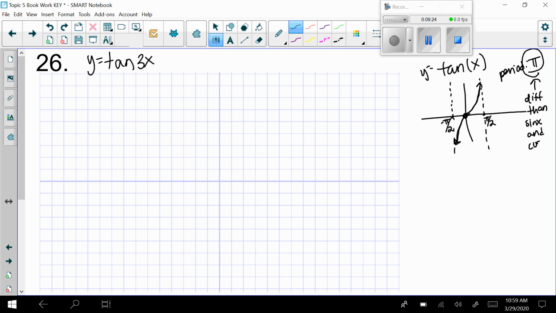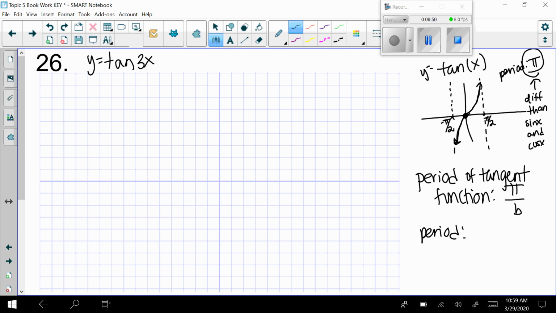So therefore, to find the period of a tangent function, instead of doing 2 pi over b, you do pi over b. So it's normal period dividing by the frequency. So here, the period of this specific one that we're talking about in this problem is going to be pi over 3, is how long it's going to take to go through a cycle.